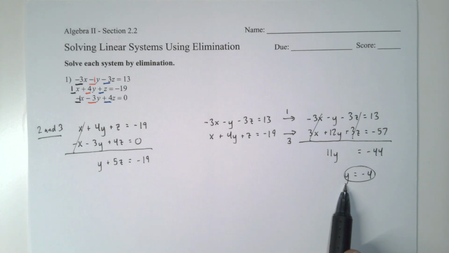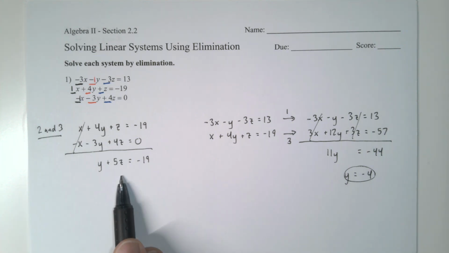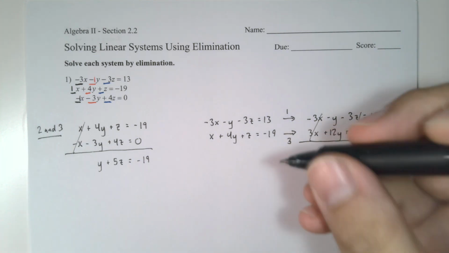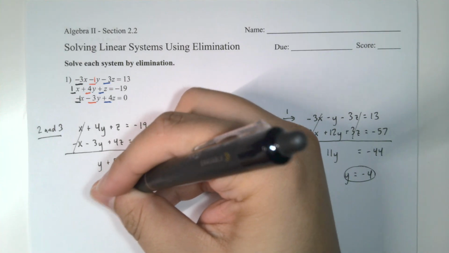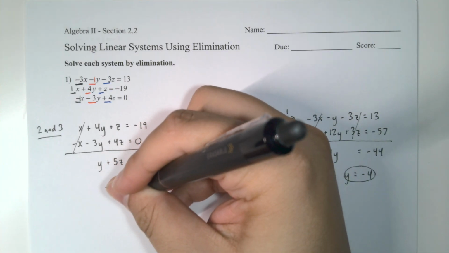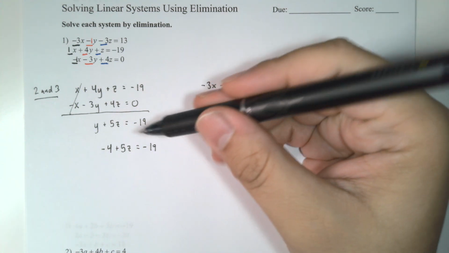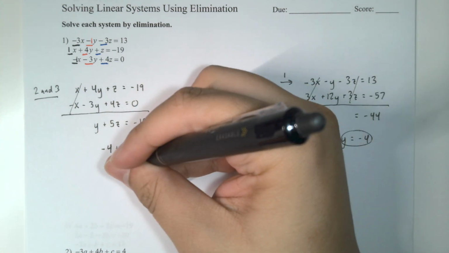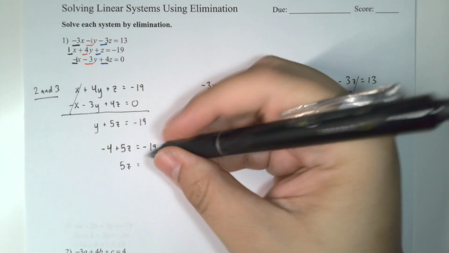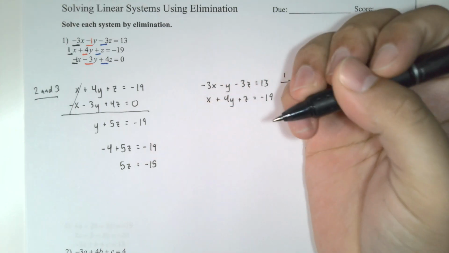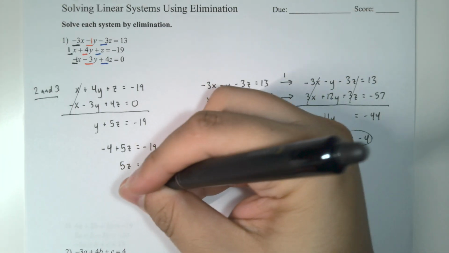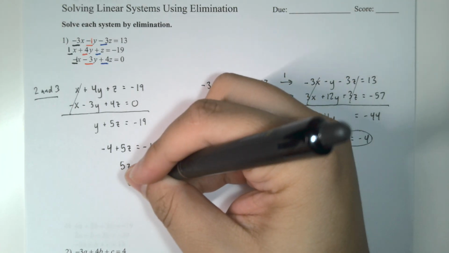So since we know that y is equal to negative 4, we can substitute that back into this equation over here, and that's going to give us negative 4 plus 5z is equal to negative 19. And now we can add 4 to both sides. We have 5z is equal to negative 15, and then dividing by 5, z is equal to negative 3.